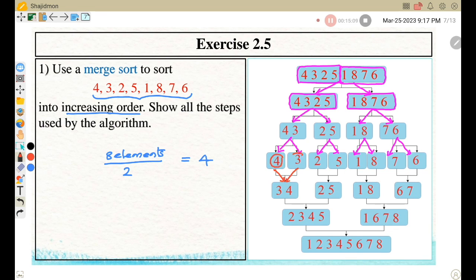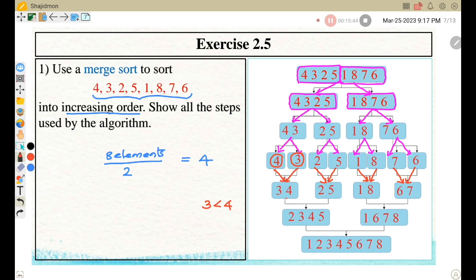4 and 3 we are comparing, which is the lower one? 3. Write 3 first, then 4. Because when we compare, 3 is less than 4, 3 is the smaller one and 4 is the bigger number, and we need to sort into increasing order, correct? So 3, 4. Same here, merging and sorting 2 and 5: 2 is less than 5, so 2 comes first, 5 second. 1 and 8 comparison: 1 is the smaller number, so 1 comes first and 8 second. 7 and 6 again: 6 comes first, then 7.